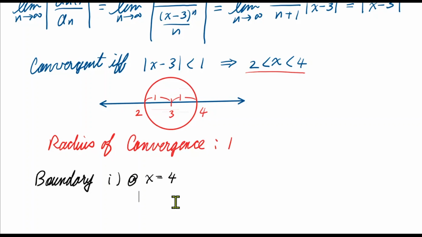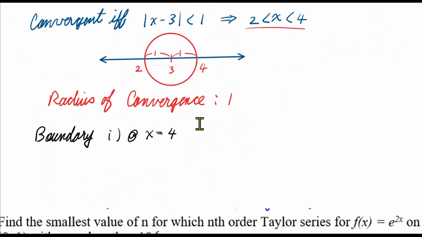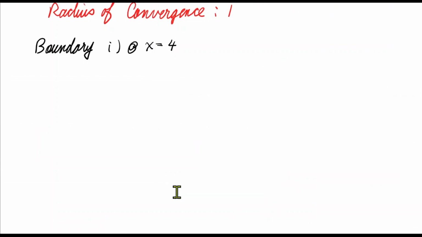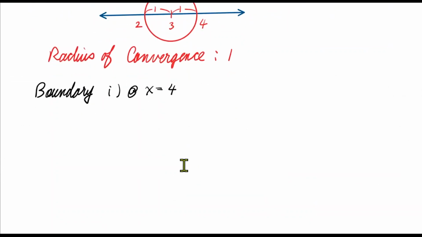Okay, and some people actually still do the ratio test with this. Guess what you're going to get? You'll get 1, so don't bother, right? Think about it. If you put 4 here, this thing is equal to 1, so you get 1 as a ratio test. So the ratio test will definitely be 1, but then how do we do this? We plug it into the series and we figure it out.